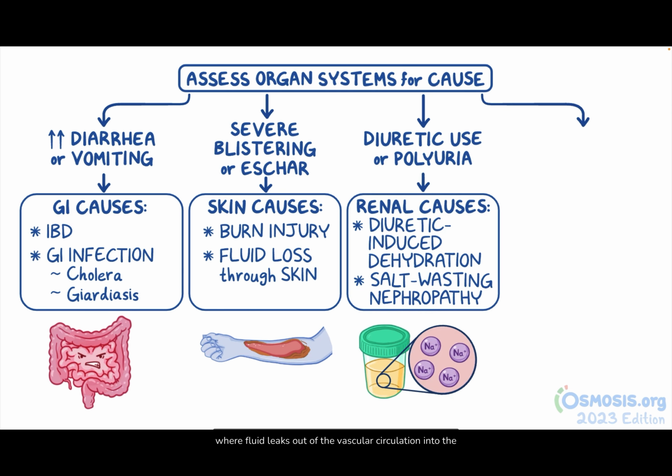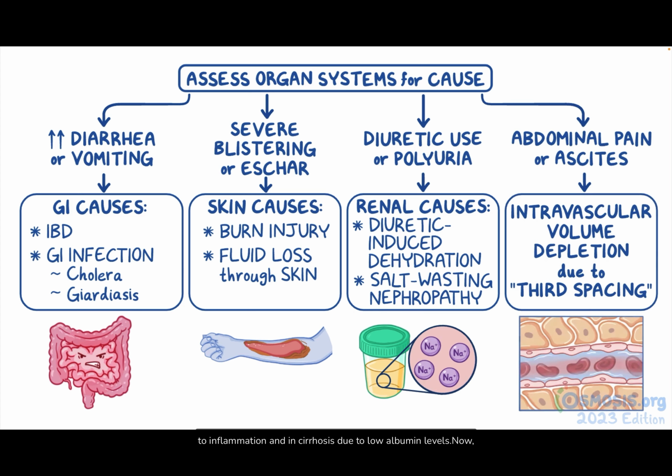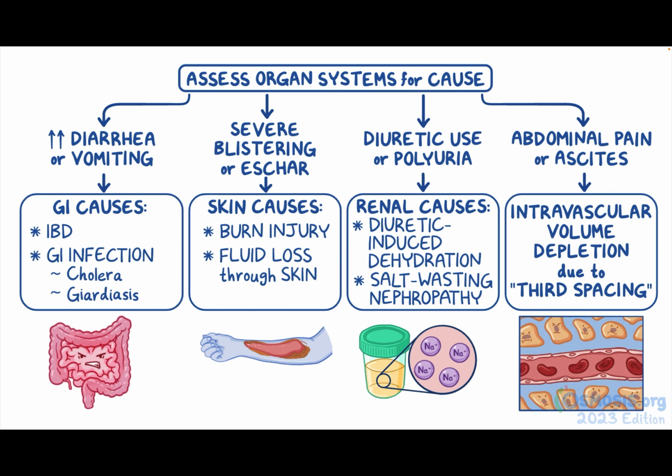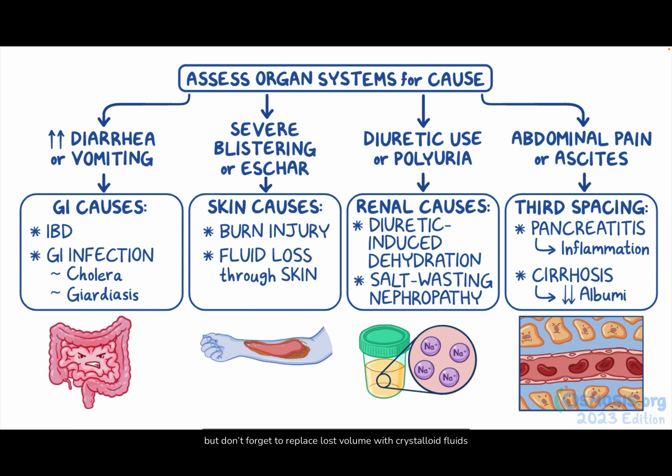Finally, if there's severe abdominal pain or ascites, consider intravascular volume depletion due to third spacing, where fluid leaks out of the vascular circulation into the interstitial space between cells, which is common in pancreatitis due to inflammation and in cirrhosis due to low albumin levels. Now, treat the underlying cause accordingly once you identify it, but don't forget to replace lost volume with crystalloid fluids to stabilize the patient's hemodynamics.